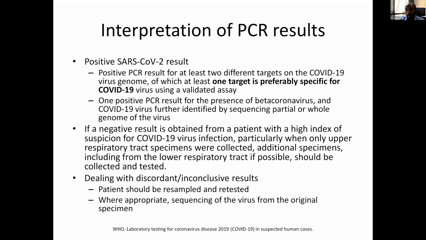Often, we do have discordant or inconclusive results. And the recommendation in such situations is to resample the patient and do retesting. This retesting can be done from the same platform or preferably using an alternative platform. In such scenarios, it's usually recommended to rope in the National Reference Lab so that they can also do retesting using their platform, or give guidelines on the way to go ahead with such samples. Where appropriate and where the situation or testing allows, sequencing can also be done from the original specimen.